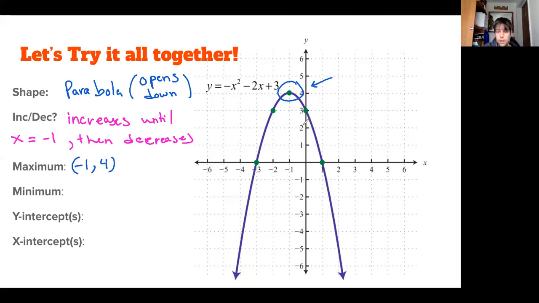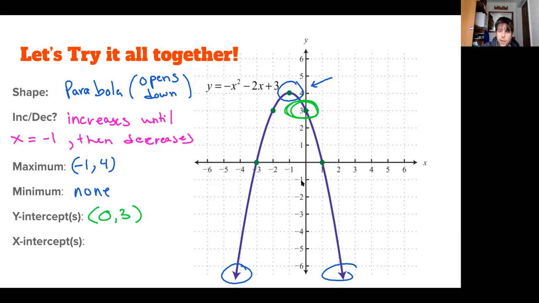Minimum, is there a lowest point? No, this graph goes down forever. So there will never be a lowest point. So there is no minimum. X-intercepts and y-intercepts. Now we're looking for where our graph crosses these axes. So there is a y-intercept. Again, our y-axis is up and down. It crosses the y-axis right here. The x-coordinate for this, again, is 0 because we are not moving left to right. We're only going, in this case, up to our intercept, up 3. So (0, 3) is the coordinate of that y-intercept.